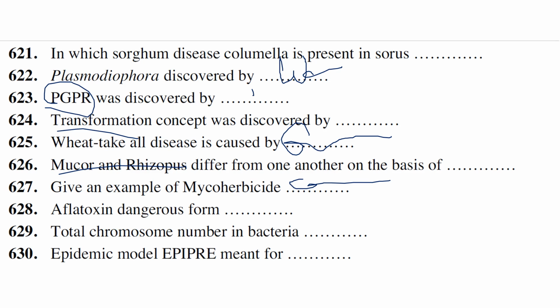Based on the options, select the answer. Aflatoxin dangerous form: there are many forms of aflatoxin, like B1, B2, G1, G2, M1, M2, right? Among all the aflatoxins, which form is more dangerous? They're asking. Among the given aflatoxins, B1 is the most dangerous form. Total chromosome number in bacteria: only one chromosome is present in bacteria. Okay, this question was also repeatedly asked.